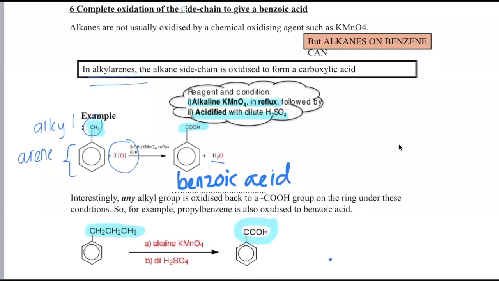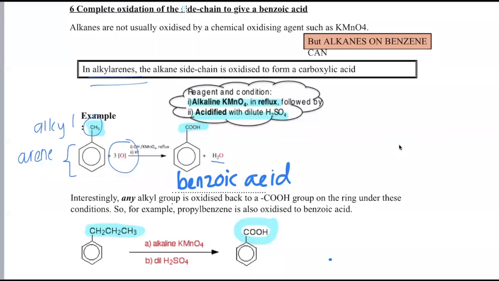Okay, so just remember, when you have an alkyl attached to a benzene, you treat it with an oxidizing agent. It can be oxidized, whatever alkyl it is, it will be oxidized to the same benzoic acid. And this is only applicable when you have an alkane attached to a benzene ring. Alkanes alone will not be oxidized by oxidizing agent.